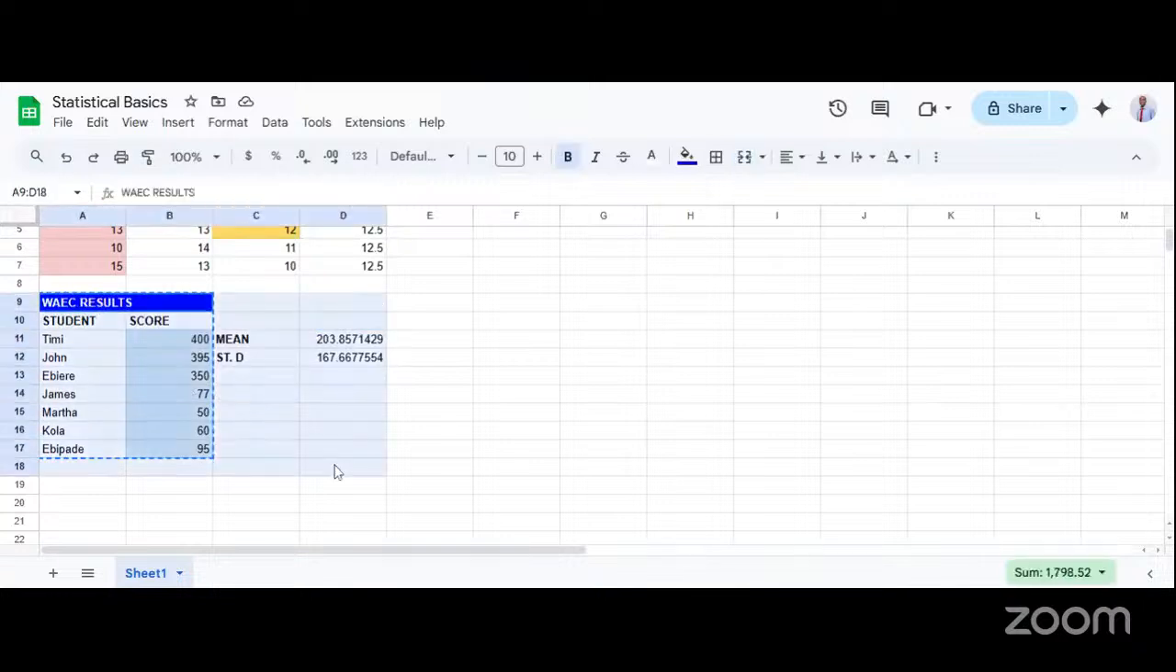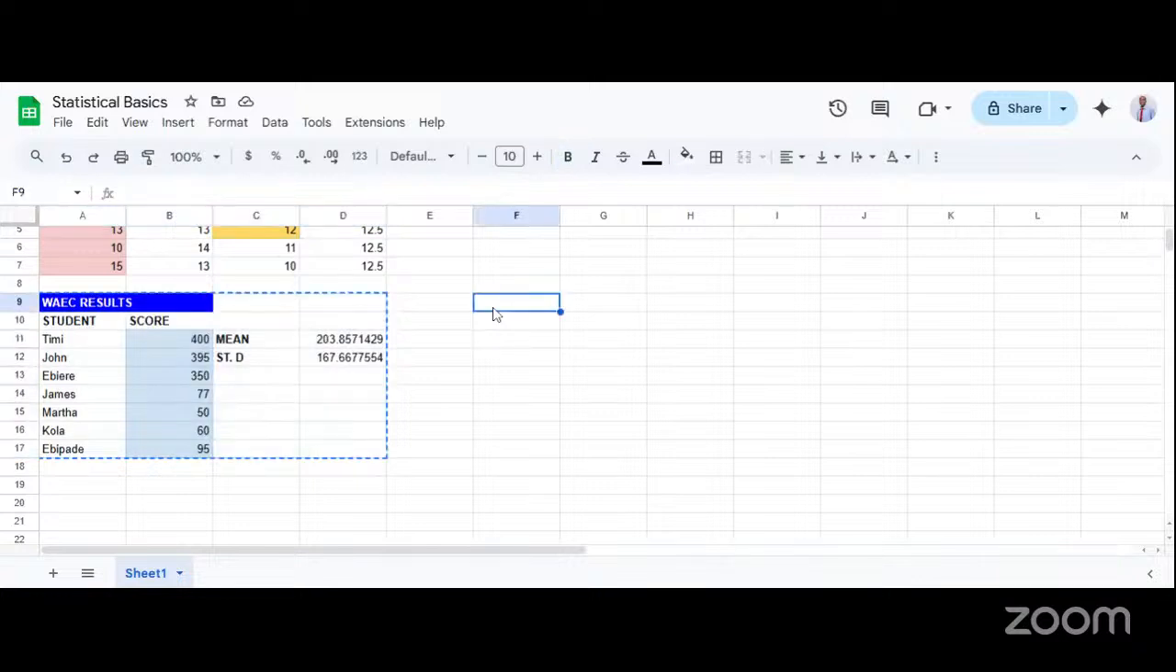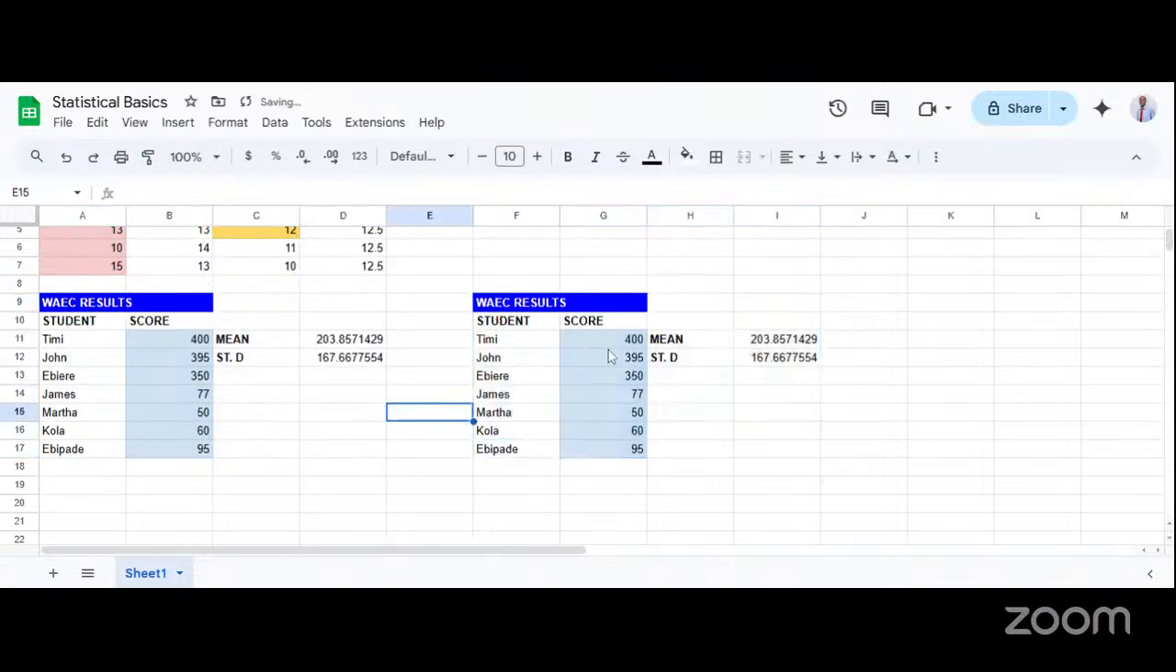Okay, let me copy this and add it here again. But this time around I'll change the values. So I'll make this one 355, 350. Then I'll make this one 357. Then I'll make this one 360. Then I'll make this one 300. Then I'll make this one 346. Then I'll make this one 390.